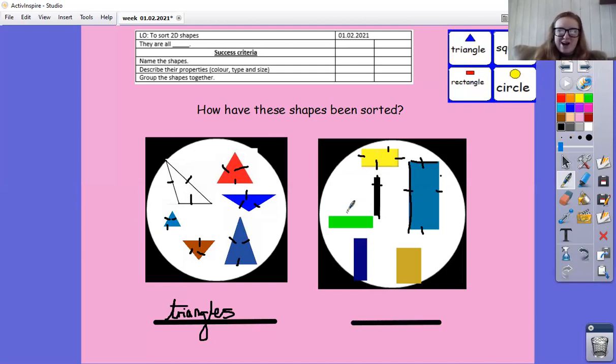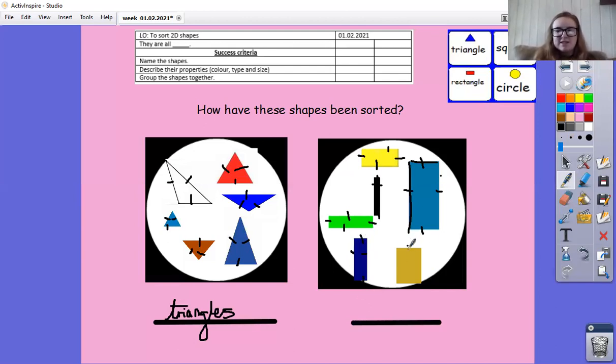Let's have a look at this shape. How many sides does this shape have? 1, 2, 3, 4 sides. Are they all equal? No, that means this is also a rectangle. Let's look at our next shape. How many sides does it have? 1, 2, 3, 4. 4 sides. Are they equal? No, that means this is a rectangle.